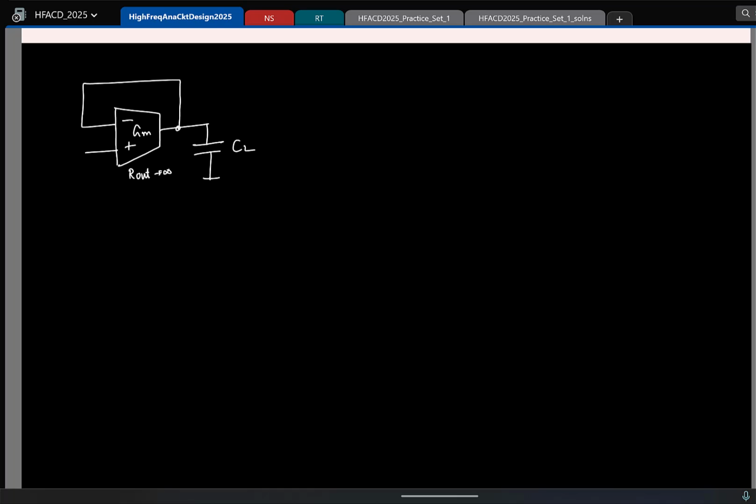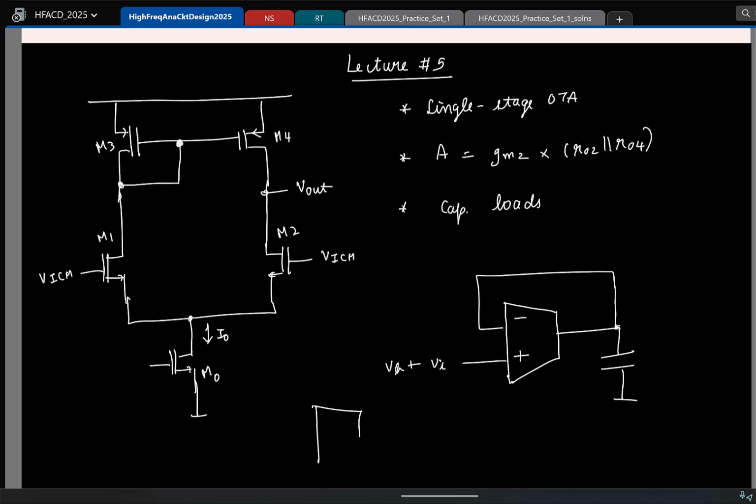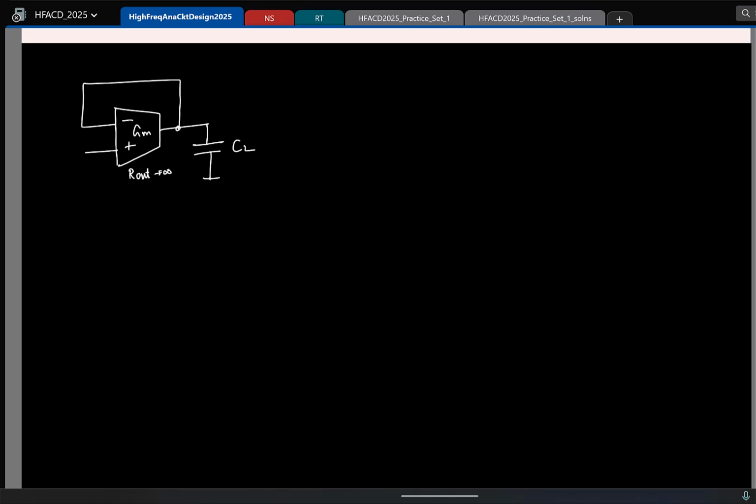Remember, the typical symbol for an OTA is this. So you have this quadrilateral and R out. There was some confusion in the last class. To clear it, when I say this GM, it is essentially the short circuit GM, which is this fellow. And when I write R out, that is the intrinsic output resistance, which in this circuit is R02 parallel R04. Okay. So for our initial discussions, let's ignore R out.